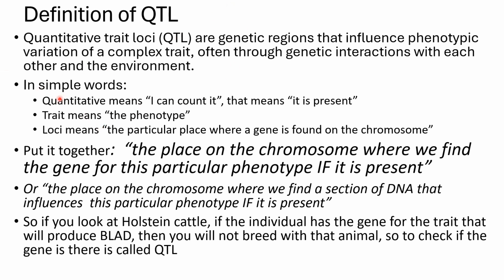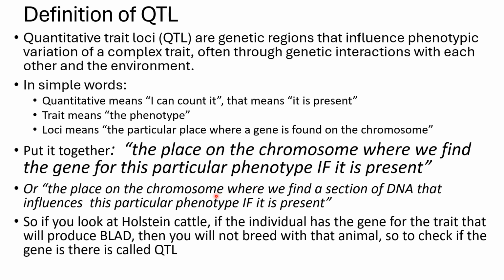Okay, so to put it simply, as I said before, quantitative means can I count it? Is it present? Trait means the phenotype. Remember, phenotype is the physical feature. Think about the alliteration. And the loci means the particular place where a gene is found on the chromosome. So you put it together: the place on the chromosome where we find the gene that this particular phenotype is for, if it is present.